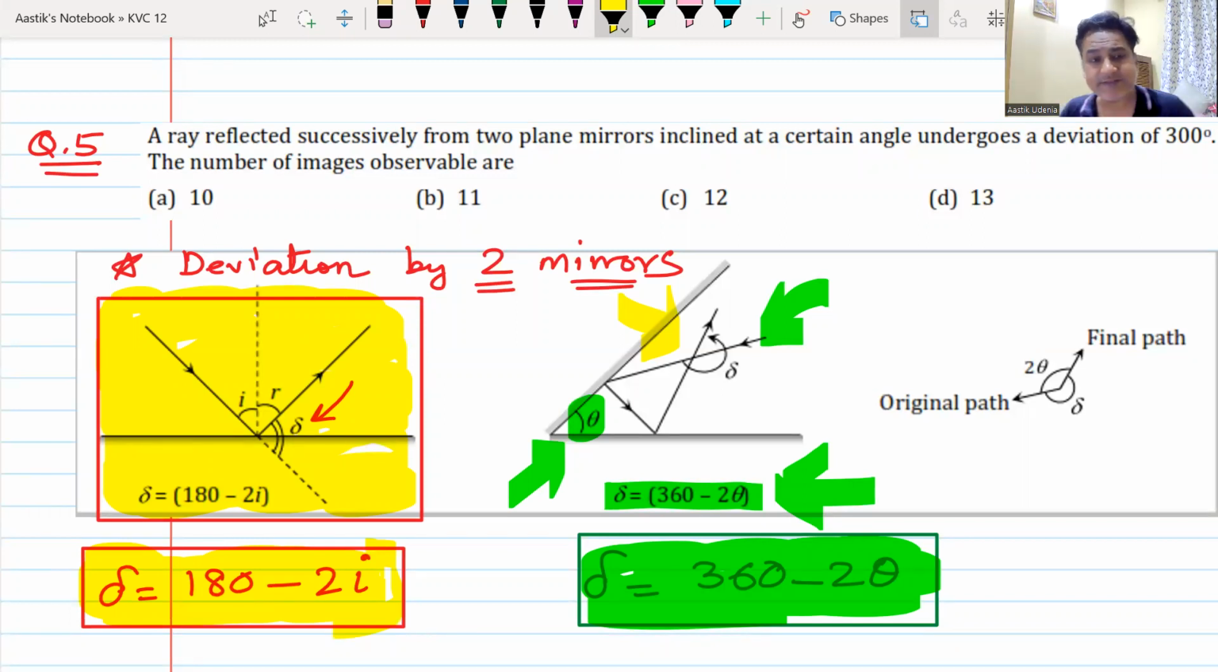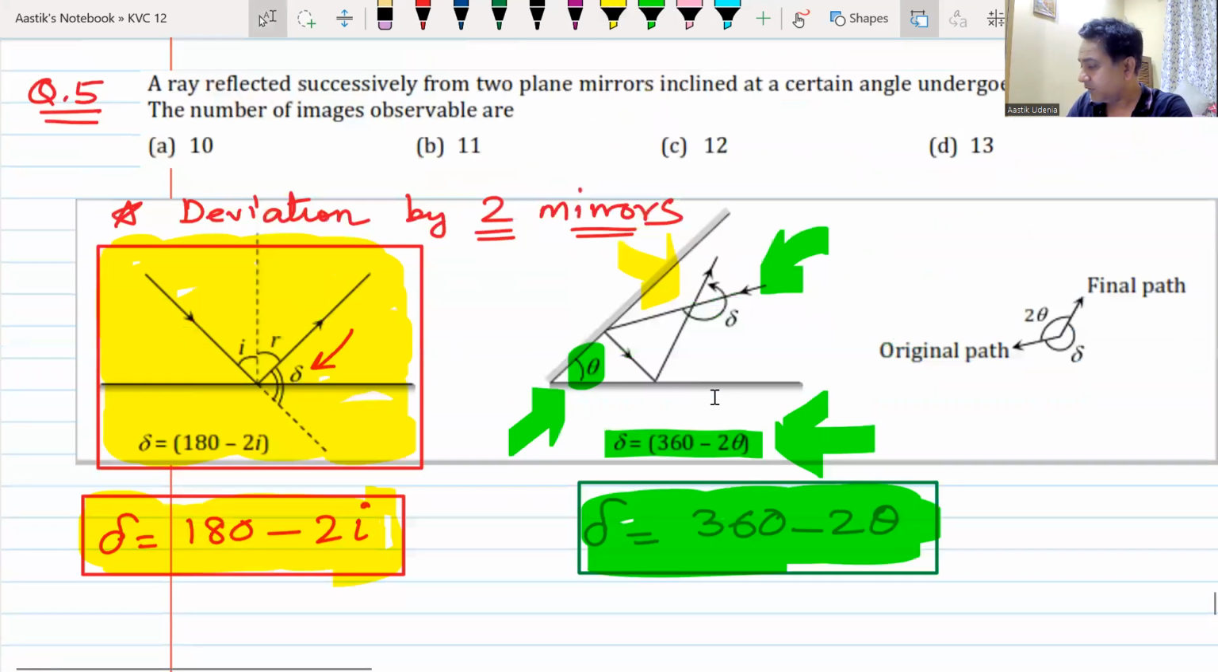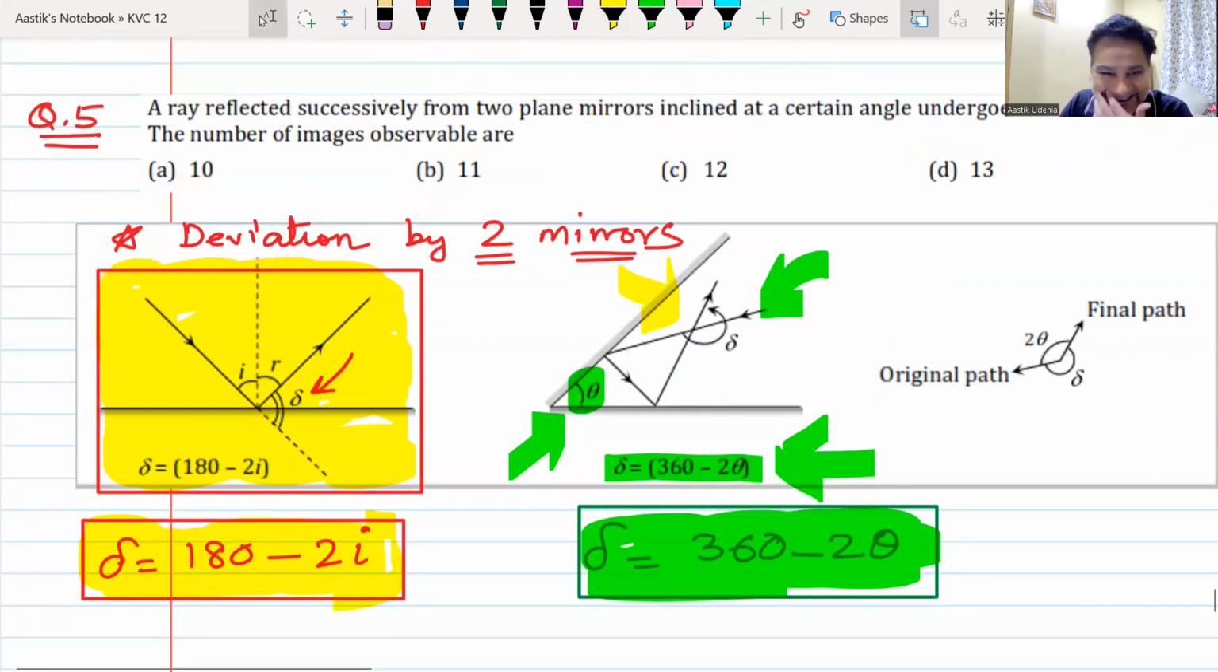Yes or no? Sir, answer 12. 11, sir. Now the rush is for the answer. Have you noted down this concept? That was my question. The answer is 11.